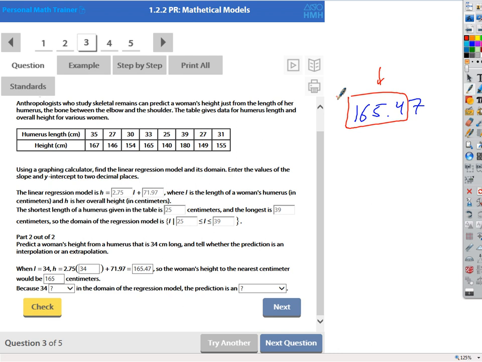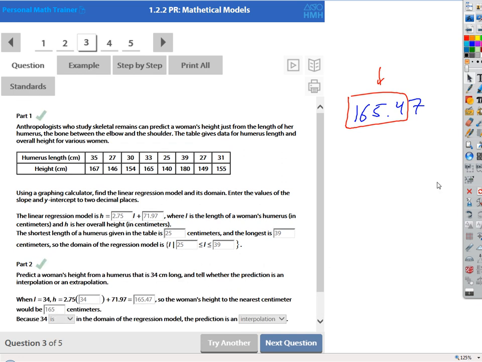Okay, now what about the last part of this? It says because 34 is it in the domain or not? And it is. 34 is greater than or equal to 25 and less than or equal to 39. Would 39 be in the domain? Yes, it would, because we're including the endpoints, right? Okay, so it is in the domain. So what's that mean? Is it an interpolation or an extrapolation? It's interpolation because inter means inside, right? Does that make sense? And extra means outside. So it is an interpolation, and we got it. Okay? Good.